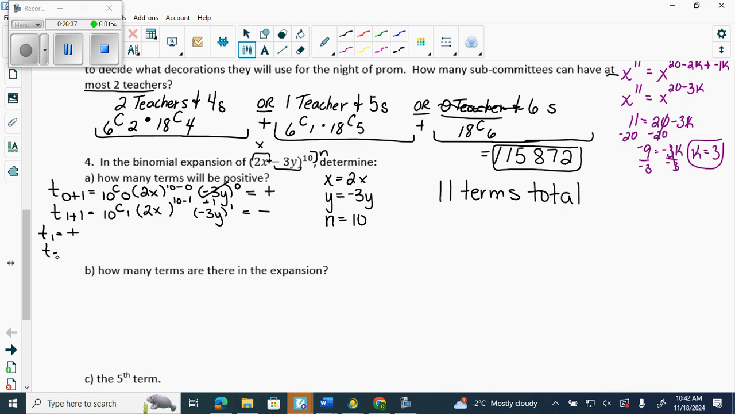So term 1 is positive. Term 2 is negative. Term 3, positive. Term 4, negative. Term 5, positive. Term 6, negative. Term 7, positive. Term 8, negative. Term 9, positive. Term 10, negative. Term 11, positive. So how many terms are positive? 1, 2, 3, 4, 5, 6. 6 terms are positive.